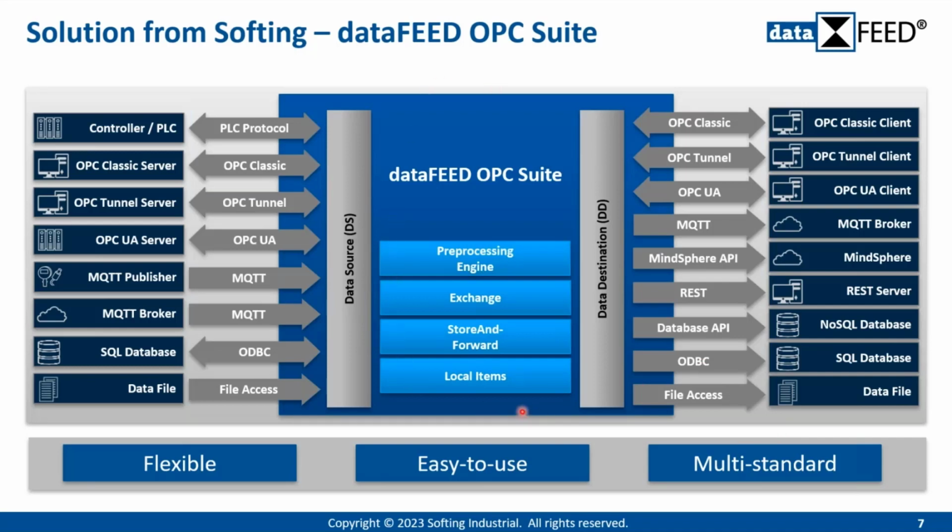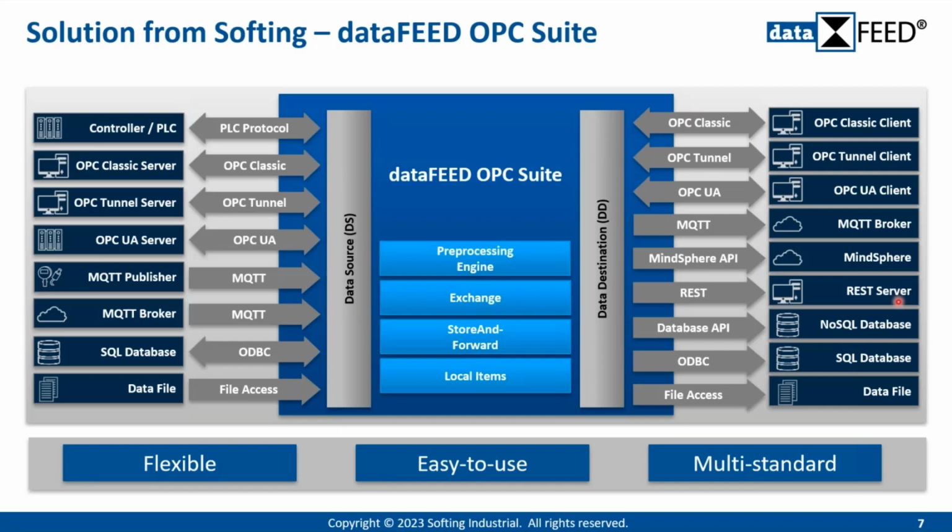And in the middle, we have some processing functionality, for example, a pre-processing engine, which allows you to manipulate the data which you read from the data sources, or exchange, which allows you to exchange the data between different sources, or store and forward: for most of the data destinations, we are able to store the data in case the connection is interrupted. Or last but not least, local items, which are needed for the communication between different clients. This is our DataFEED OPC Suite. We call it an all-in-one solution for data integration.